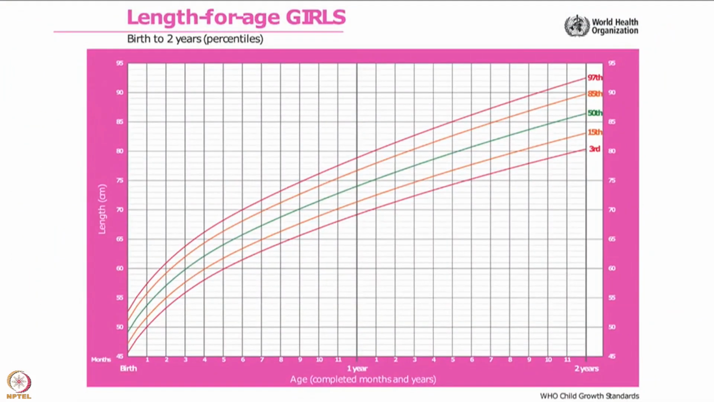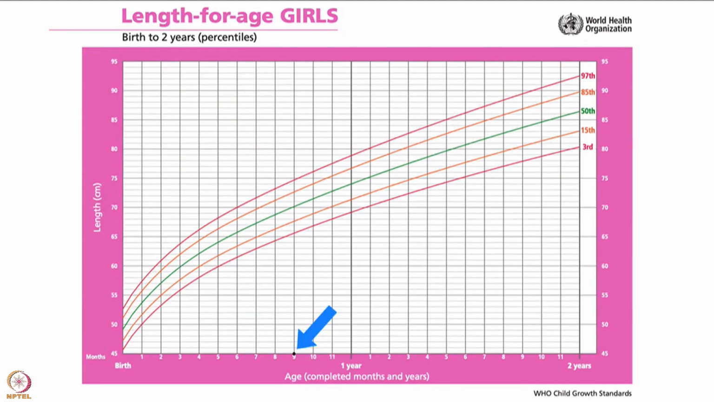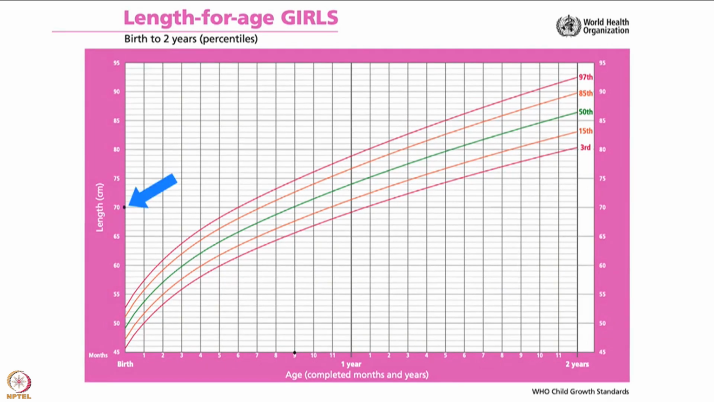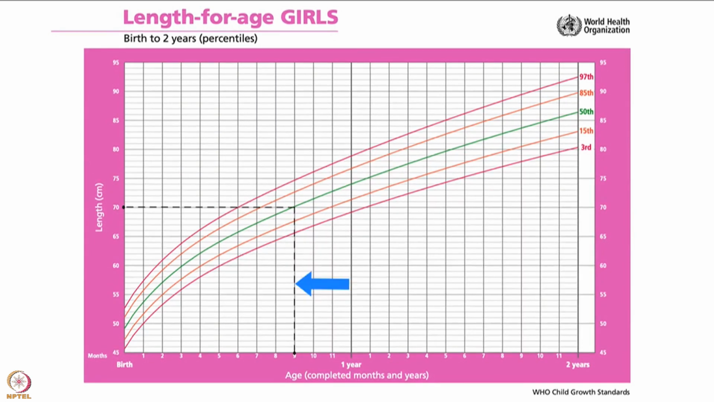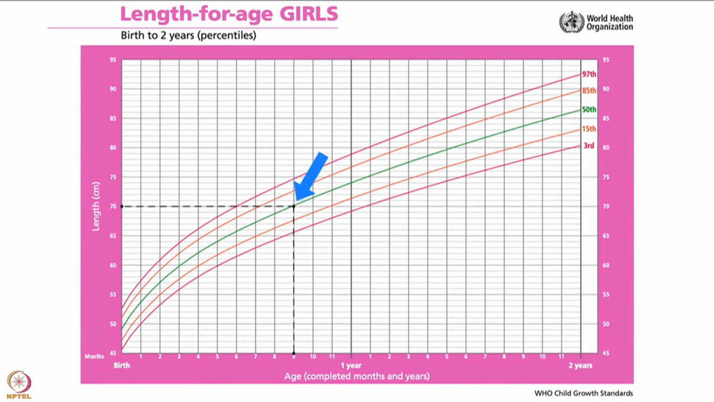Let's go through the steps to plot length for age in these charts. First, mark the exact age, months and years on the x-axis with a point. Then, mark the length on the y-axis with a point. Extend it over the connected horizontal line till the marked point for age. Extend the marked point for age over the connected vertical line. The point where two extended lines intersect is called a plotted point.